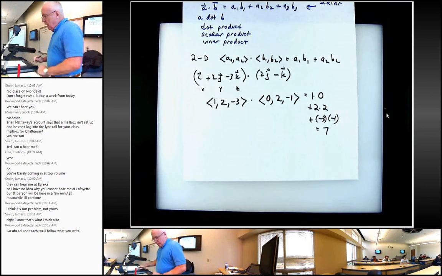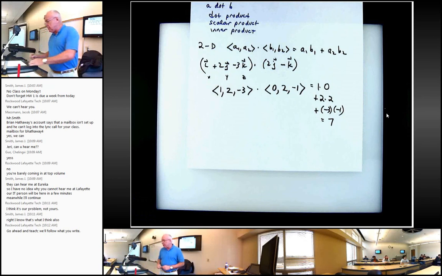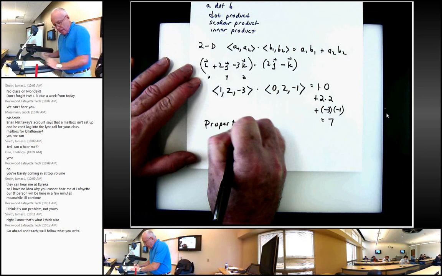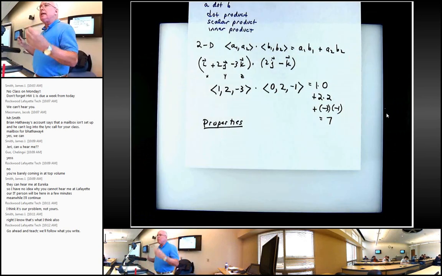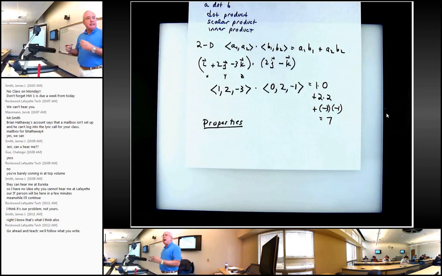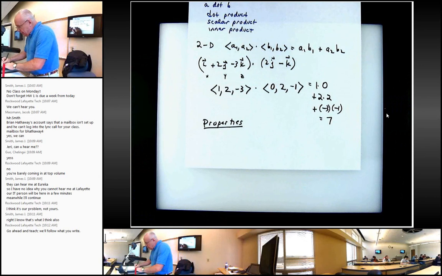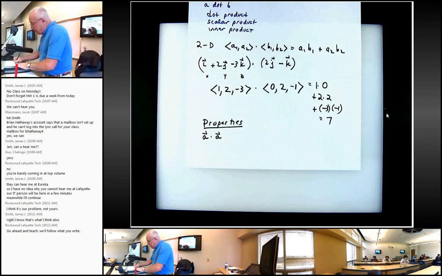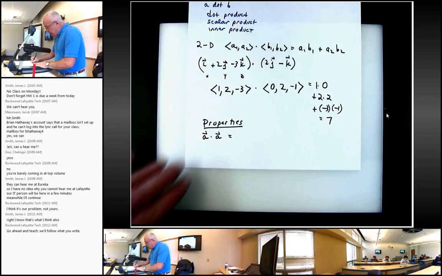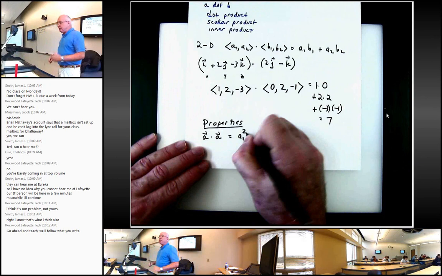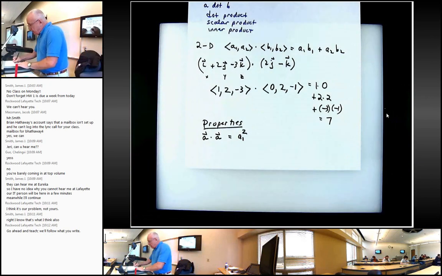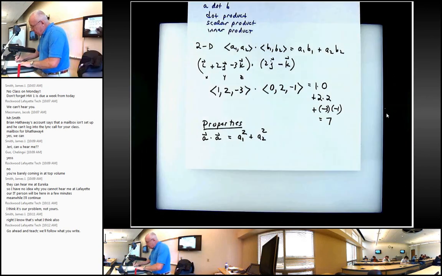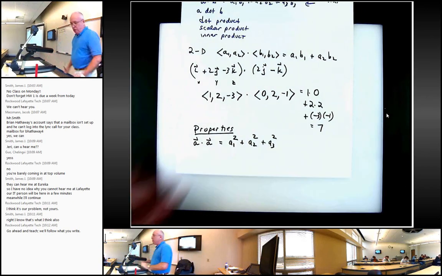There are some properties of dot products that I want you to be familiar with. One is this: what if we take a dot product of a vector by dotting it with itself? So A dotted with itself. They each have the same components, so this is going to be the first component times itself, A1 squared, plus A2 squared, the second component squared, plus A3 squared.